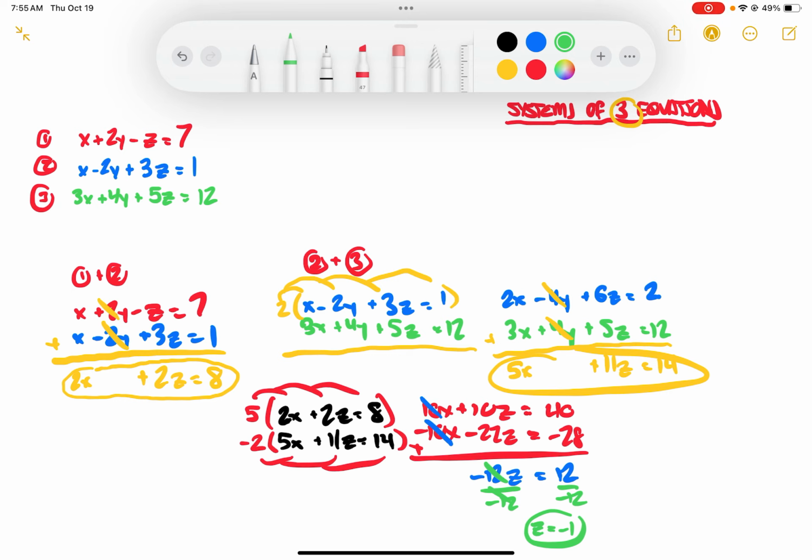I can pick any equation I want from these two, plug z in and solve for the x. And then I can take x and z and plug it back into one of these and solve it for y. So let's just pick this one because it looks like it's easier. 2x plus 2 times z, which is negative 1, equals 8. So 2x minus 2 is 8. Add 2 to both sides, 2x is 10. Divide both sides by 2, x is 5.